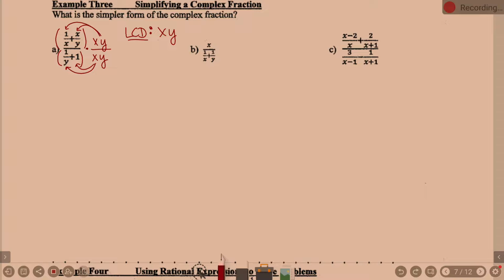I think for visual sake, I'm going to write this out a little bit different before I multiply. I'm going to take the original problem and write it out so I can write the xy that we're multiplying there so we can have a little bit better visual. I think it'll make it easier to understand. So if I rewrite the original problem, just kind of spacing it out, 1 over x plus x over y. And then I'm going to do the same thing on the bottom, space it out a little bit. It's 1 over y plus 1.